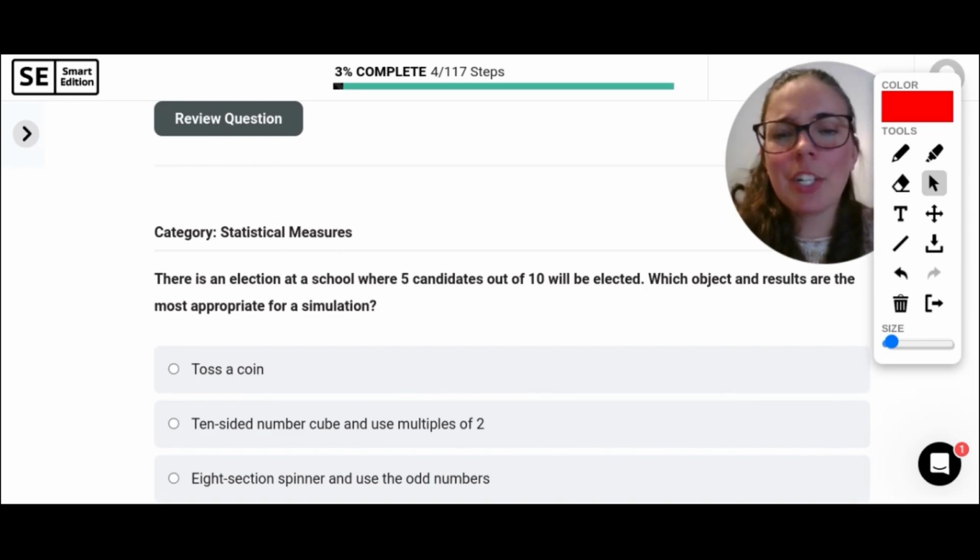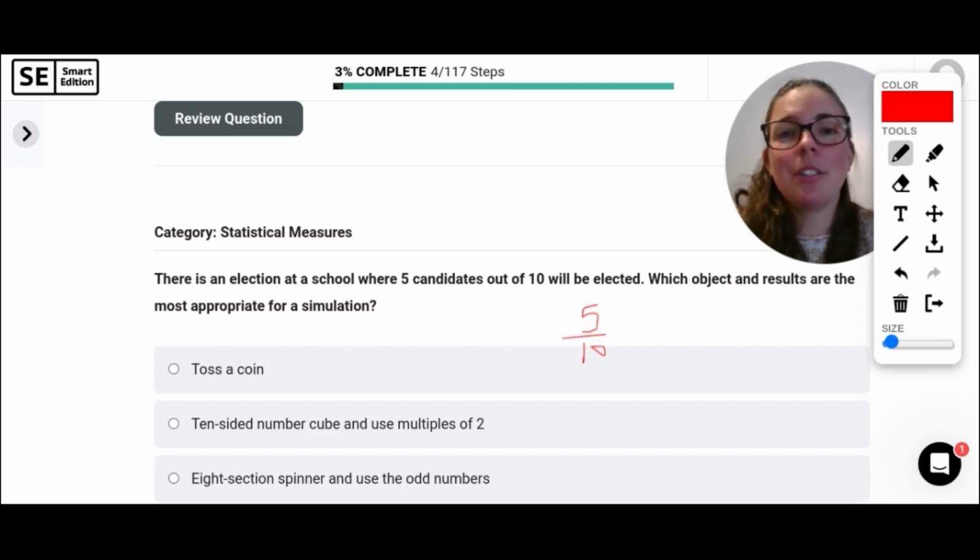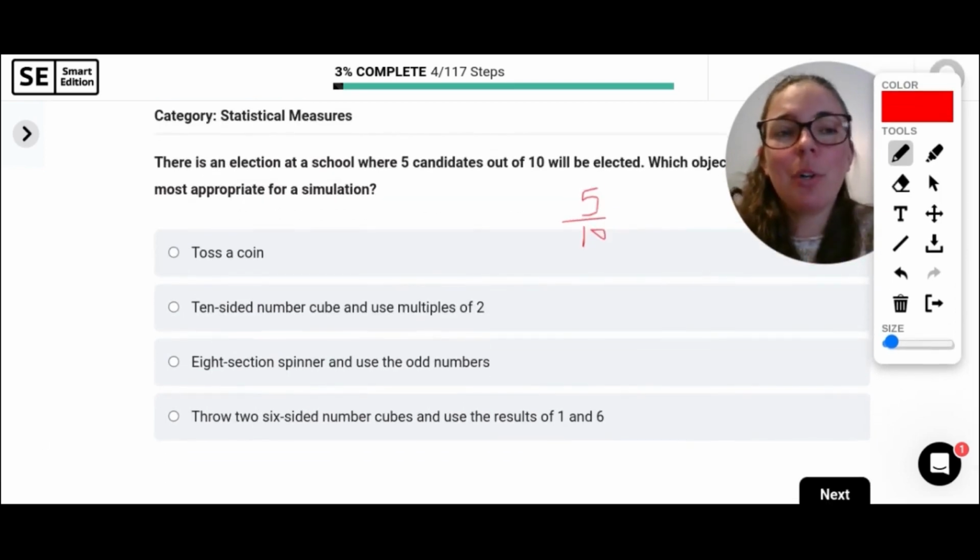All right, there is an election at a school where 5 candidates out of 10 will be elected. Which object and results are the most appropriate for a simulation? So 5 out of 10 would be elected. A simulation is just using more tangible items or things in order to find the expected probability. So if we were to toss a coin, say you wanted to get heads, that would be 1 out of 2.